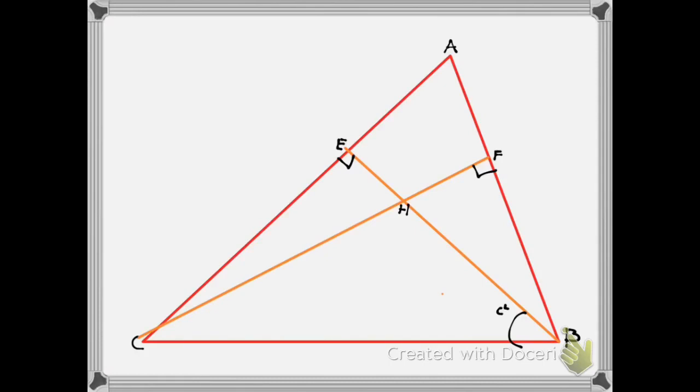There we go. Okay, and also if we have a look at this angle here in the context of triangle CFB, what is this angle going to be? Well, it's going to be 90 minus B. It's going to be the complement of the angle B. Okay, so what about this angle on the other side?